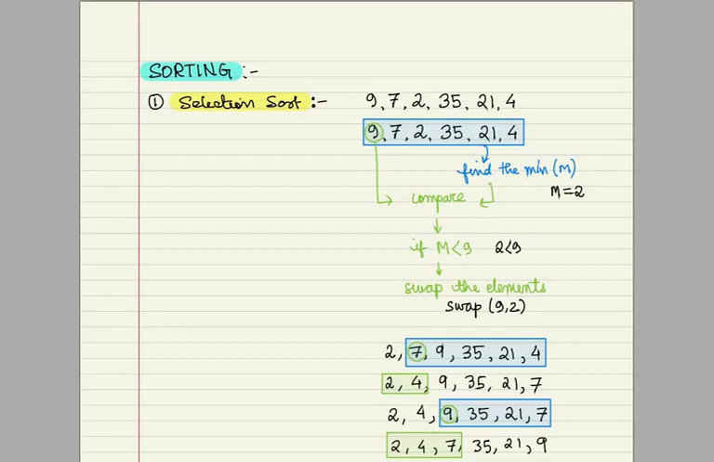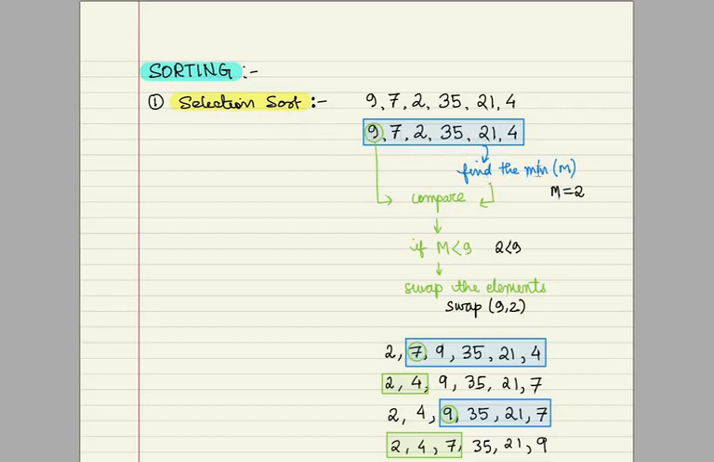So in order to understand selection sort, we are taking this particular example. We have 9, 7, 2, 35, 21 and 4. We want to sort them in ascending order. In the beginning, we have to find the minimum out of all the elements available and compare it with the first element. That would be the first step.